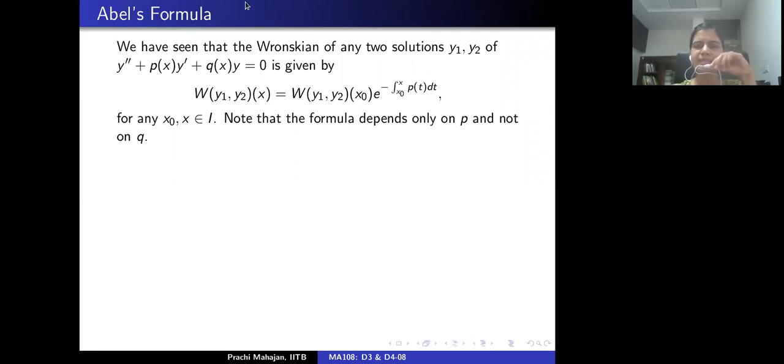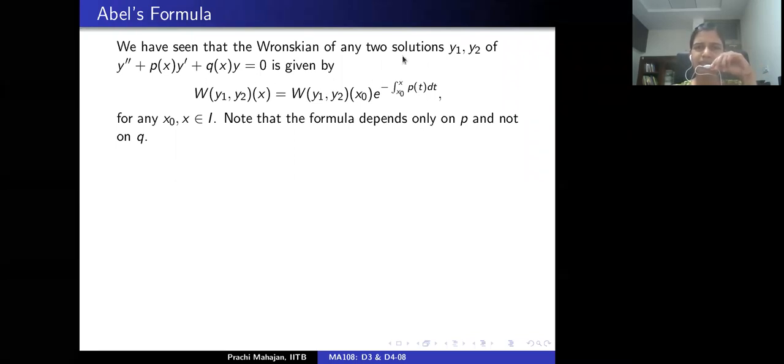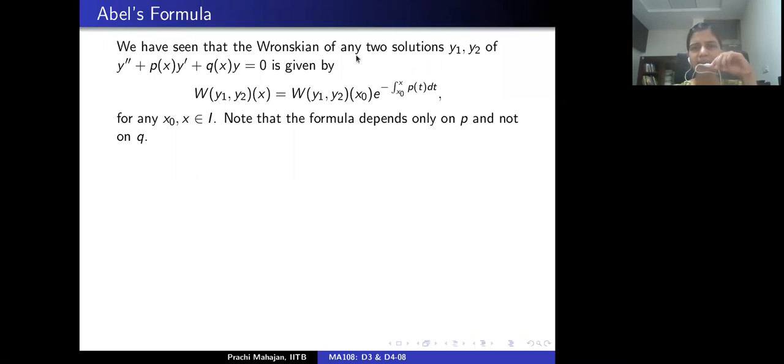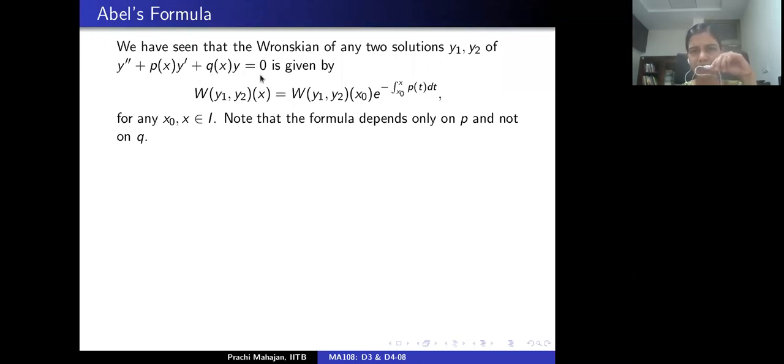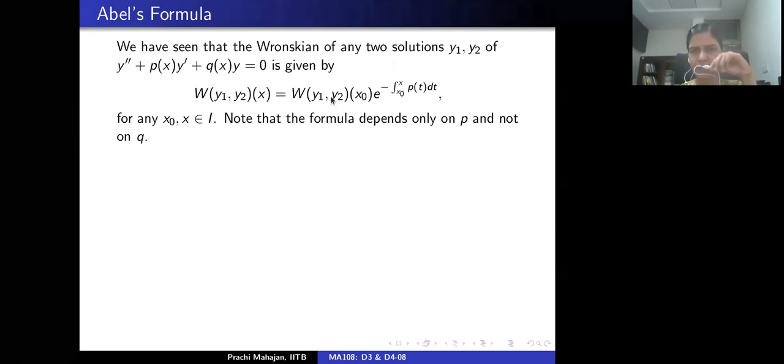Yeah? And since we have an exponential here, we would quickly recall what it implies: if y1, y2 are two solutions of a second order homogeneous differential equation in standard format with the coefficients p and q continuous on a certain interval I, then their Wronskian is either identically zero on the interval I or never zero on the interval I.